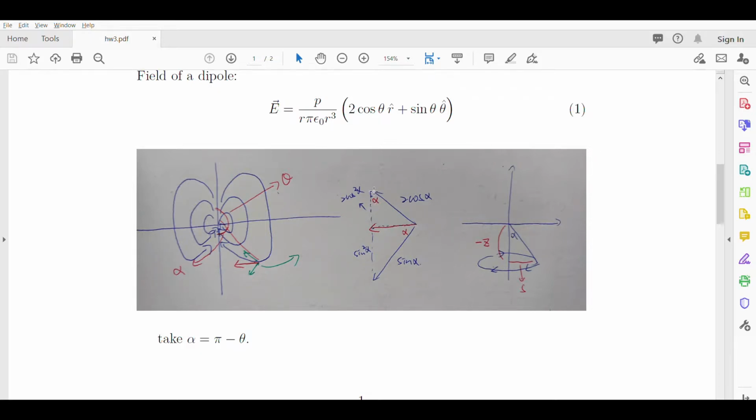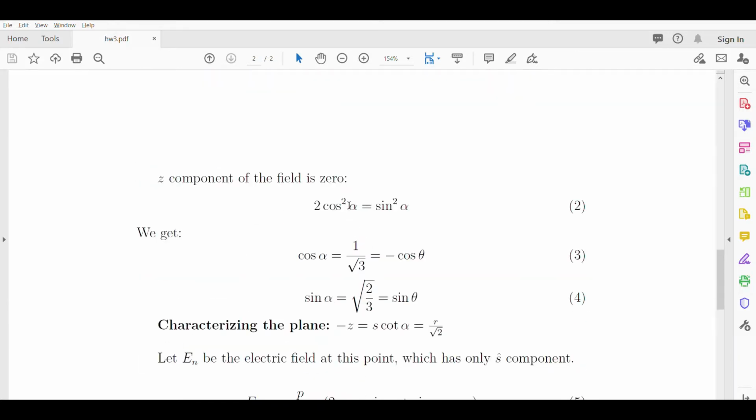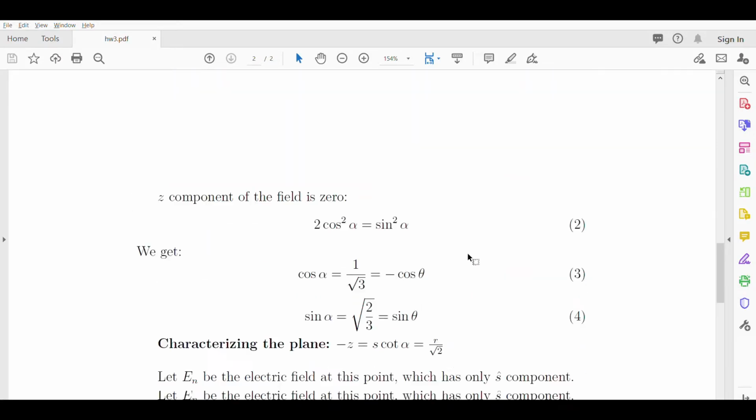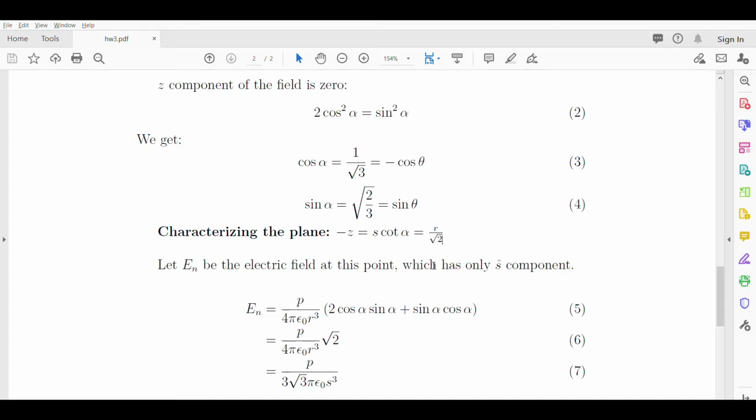The field in the z direction must cancel out, leaving only the radial component. So we have 2 times cosine alpha equals sine alpha times sine alpha, and we can solve for cosine alpha and sine alpha. We can also characterize the plane now. We are given the radius of the motion s, so we have z equals minus s cotangent alpha, or simply this equation. Now, let's move on to the speed.